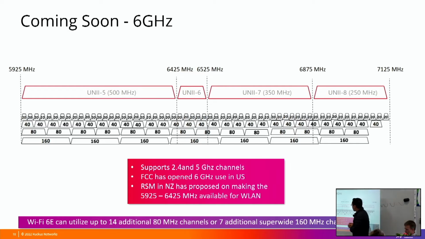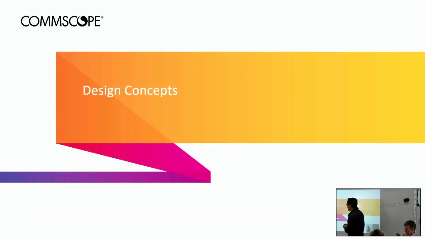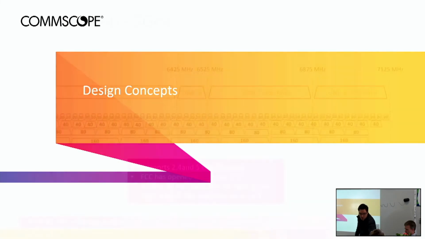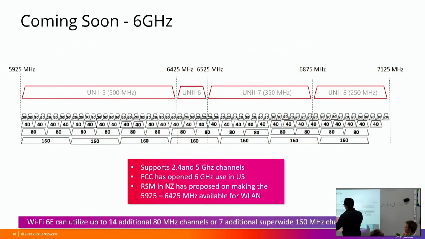Keep in mind that when it does come out, the current proposal for 6 gigahertz is only this amount of spectrum here, so 5925 to 6425. So we're not getting the whole thing. America has the whole thing, but other countries are considering just this amount of bandwidth here. So they're considering the lower 500 megahertz of bandwidth.